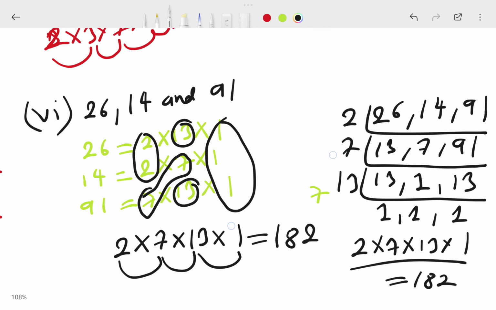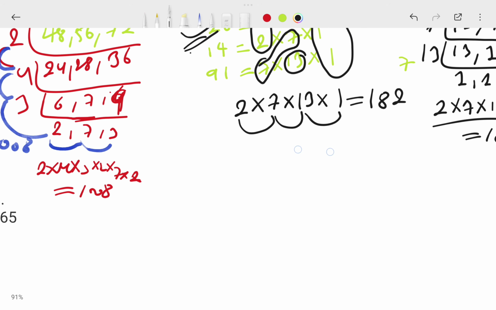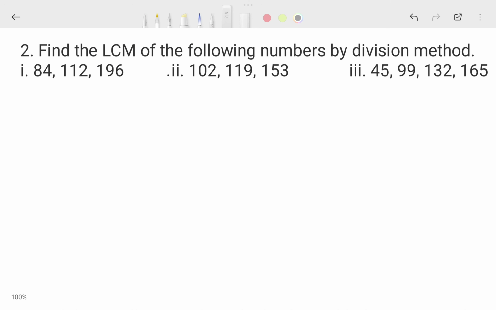If it is clear, this is the original method because it is telling you to write the prime factorization method. So this is over. Now let's do our second question. The second question is: find the LCM of the following numbers by the division method. We have to find the LCM.